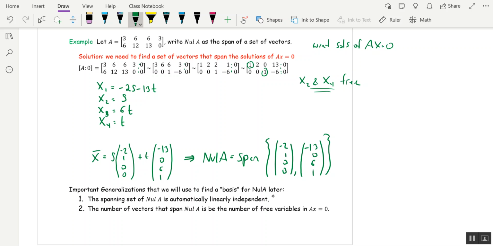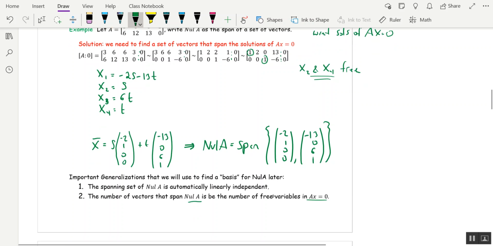Because for each free variable, you get a letter. Like if there had been a third free variable, I would have had one of these guys equal r. So r, s, t, that would be 3. Each letter is going to correspond to a vector in your spanning set. So the number of vectors that span null A is the number of free variables in Ax equals 0. And when it comes to it, I'll remind you of that information so you don't have to memorize that right now, but we'll see that that's important later.